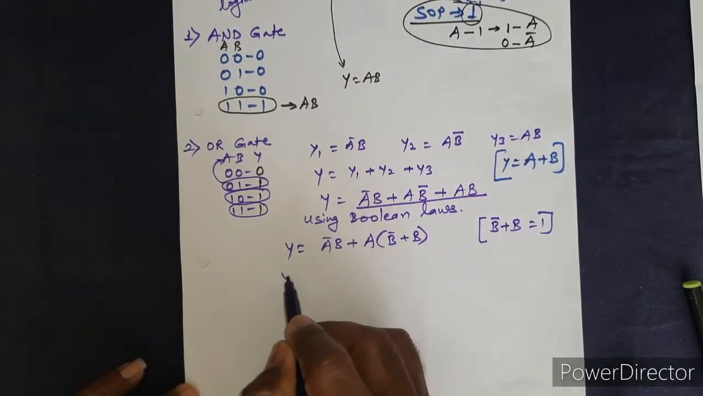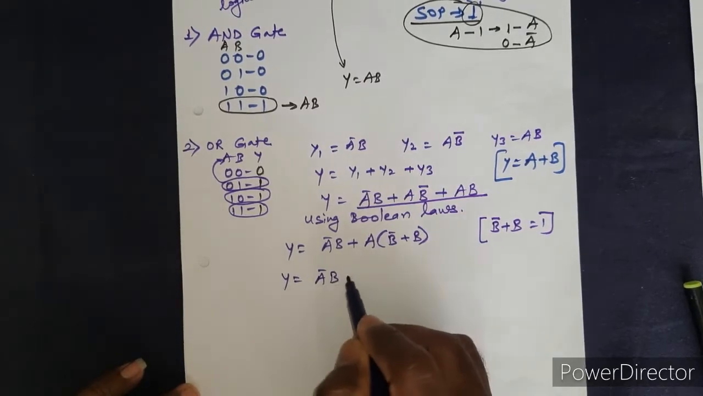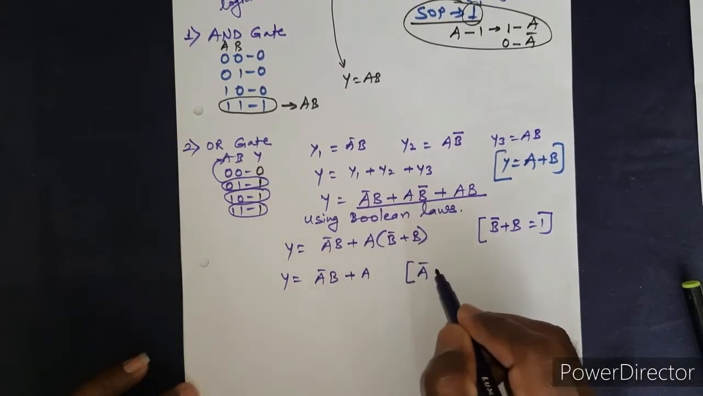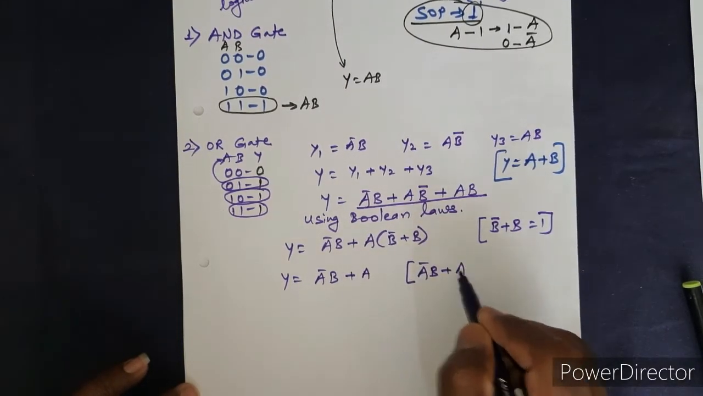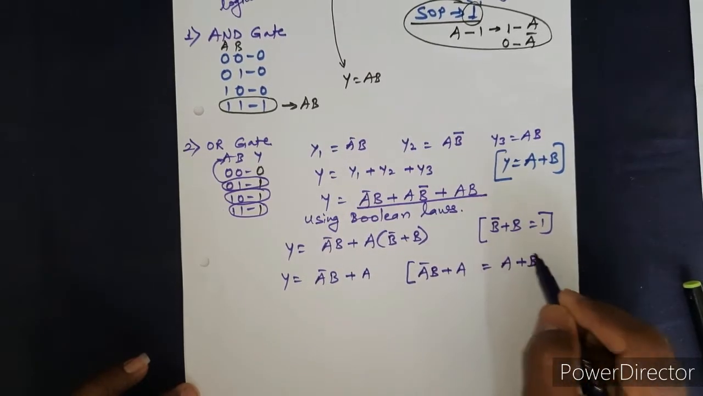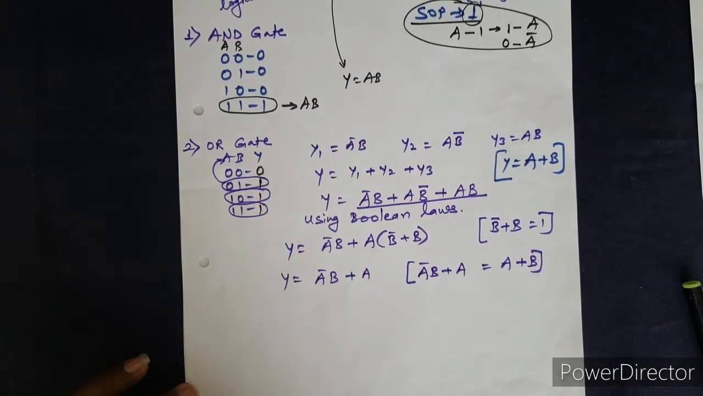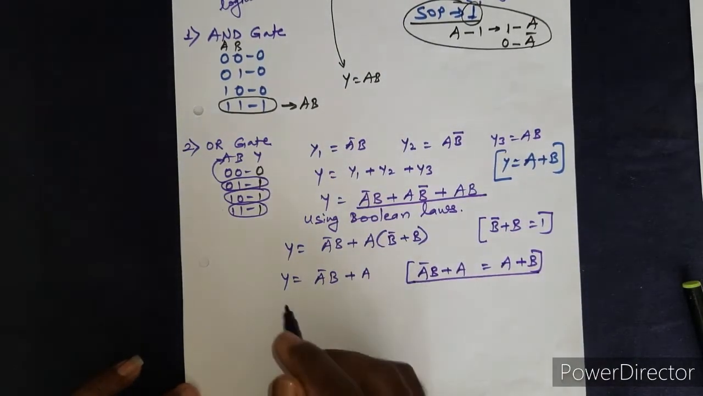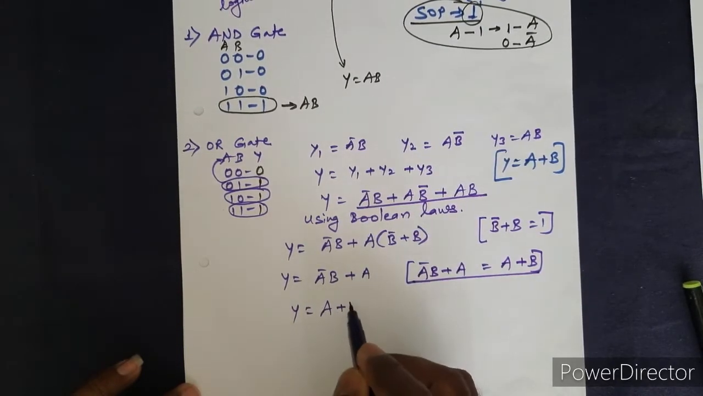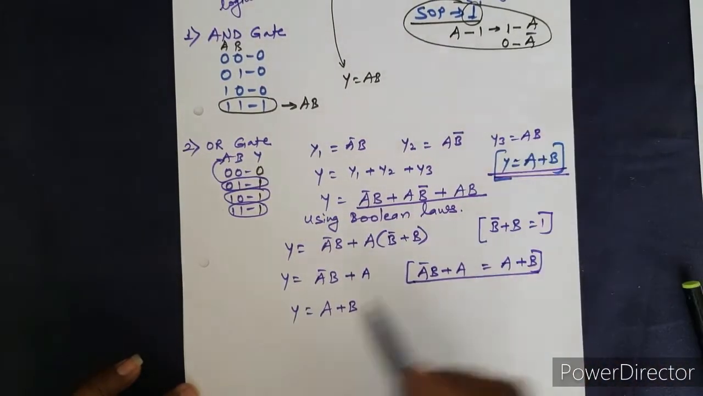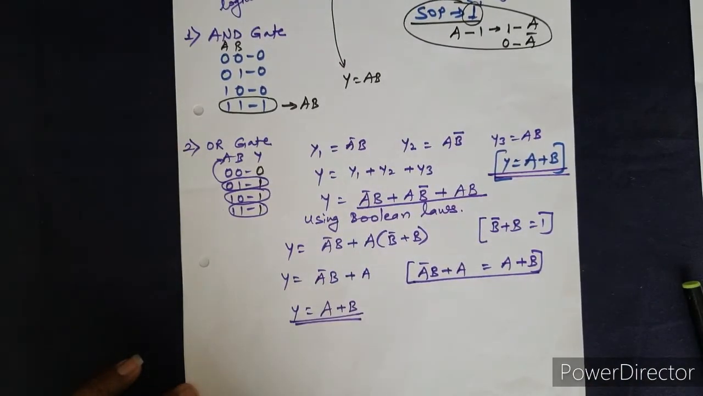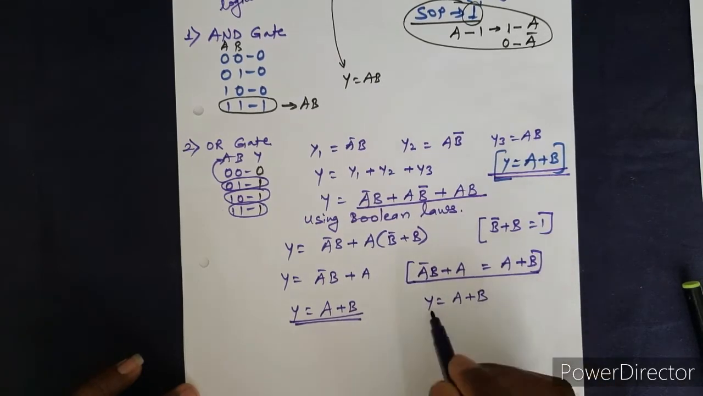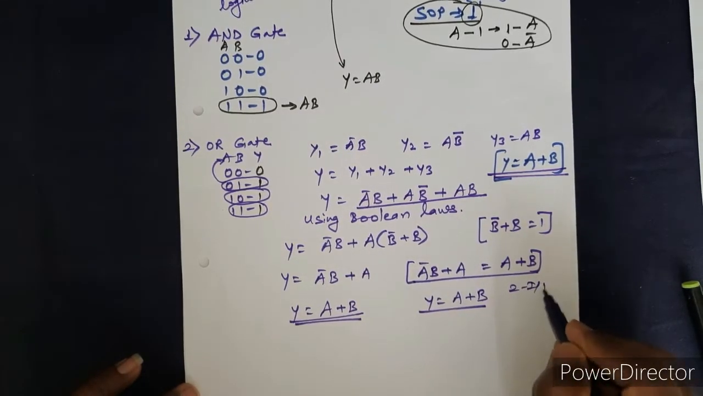Okay, so then this equation becomes y equal to a bar b plus a. Now there is one rule here: a bar b plus a is equal to a plus b. While looking at different Boolean laws, we have already proved this, right? So my y equal to a plus b. This is what we are getting, and conceptually we had written y equal to, for OR gate, a plus b, considering two input variables.